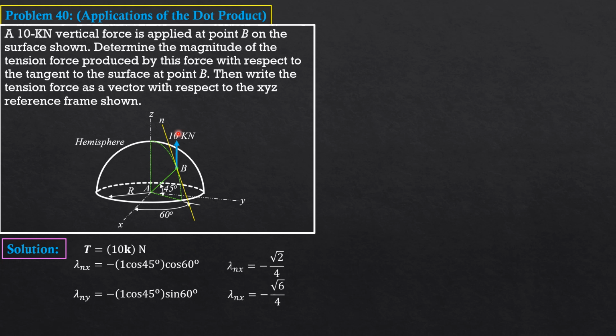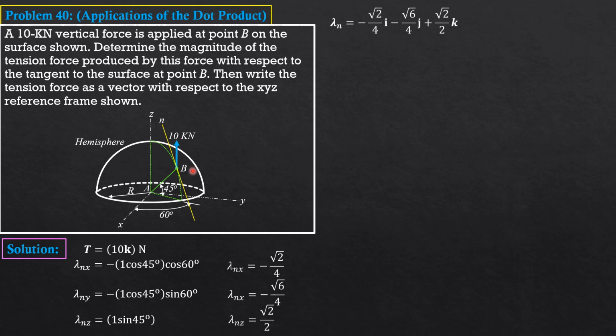Then the z component is just 1 upward, so positive 1 cosine of 45 or 1 sine 45. That's the same because sine and cosine are the same. So lambda nz is square root of 2 over 2. Therefore, in vector form, the unit vector is quantity negative square root of 2 over 4 i, negative square root of 6 over 4 j, and positive square root of 2 over 2 k.